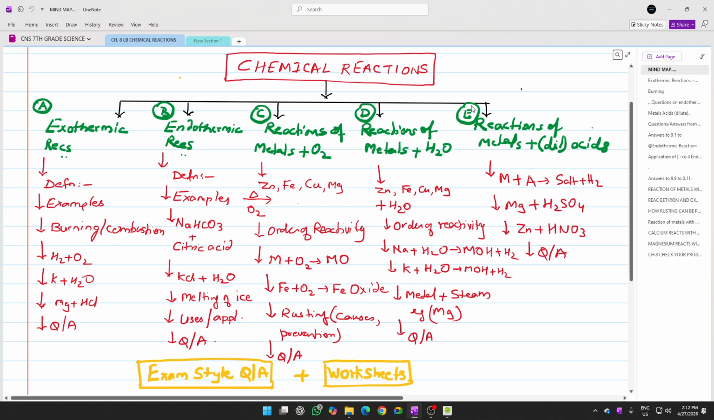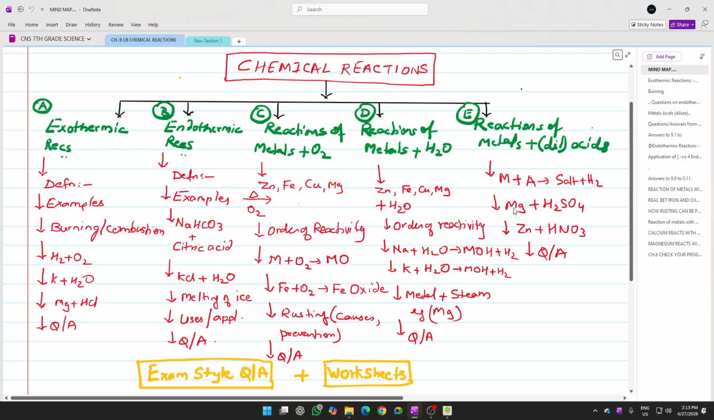And the last section E is reaction of metals with dilute acid. Okay, so some of the metals react with dilute acid as well. So in general, M stands for metal and A stands for acid. So whenever a metal and an acid react, there is a formation of a salt and hydrogen gas is given out. Okay, so this is a general equation.